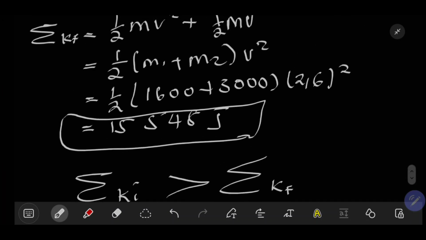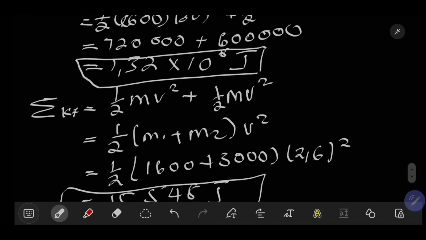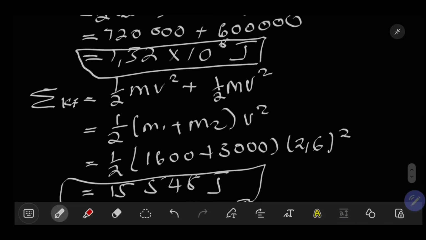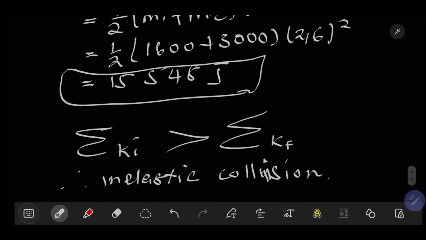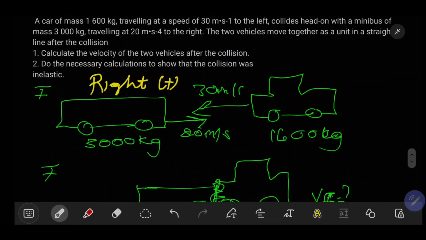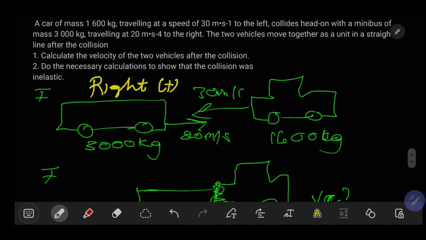So if we calculated the sum before and the sum after, and we obtained the same answer, we would say that the collision is elastic. But now you can see that the initial kinetic energy is greater than the final kinetic energy. Hence our collision is an inelastic collision. All right, so this is how you can apply the two concepts when they want calculations.